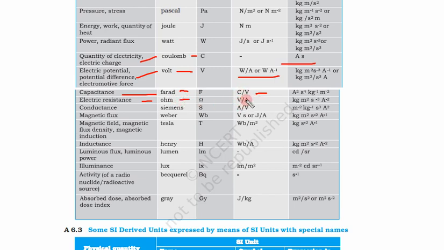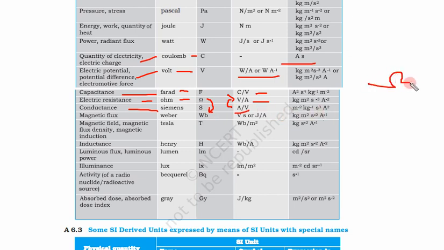How do we give this? Volt per ampere. And what is the SI unit? Kilogram meter square second to the power -3, ampere to the power -2. Conductance, what is the common unit? Siemens. Siemens is just the reverse of ohm. So this is ampere upon volt. If you see, these are reverse. So Siemens is opposite of ohm.